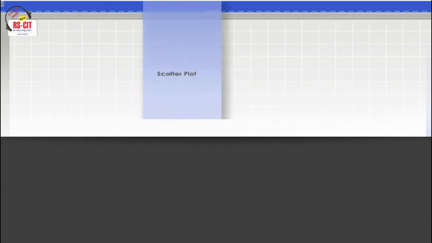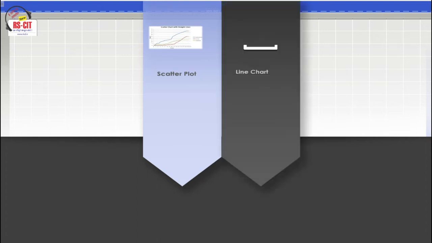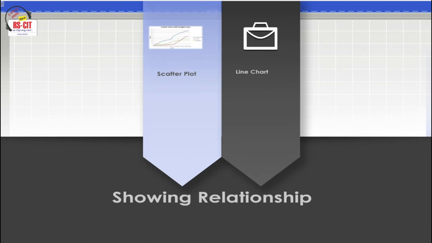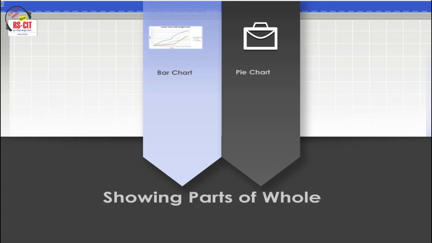For showing the relationship between two or more variables, charts that can be used are scatter plot and line chart. For showing parts of a whole, for example, the weightage of a subject in a course or examination compared to total marks, charts that can be used are column charts, bar charts, or pie charts.